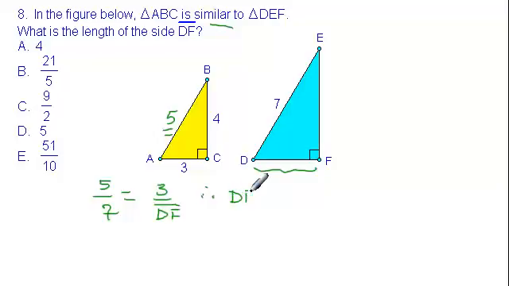So therefore DF is going to be equal to 3 times 7 divided by 5, which is going to be 21 over 5, and the answer is B. I hope you understand the question and its explanation.